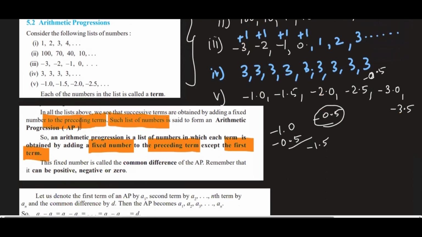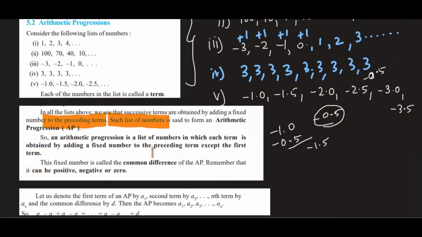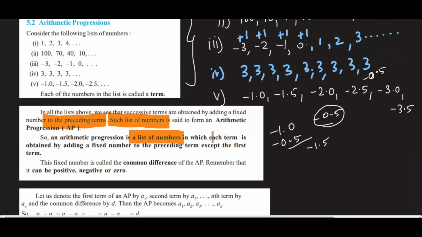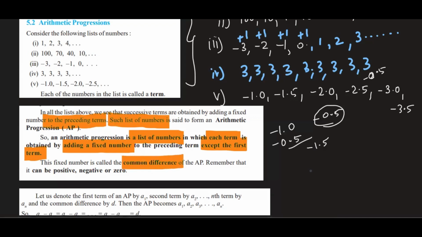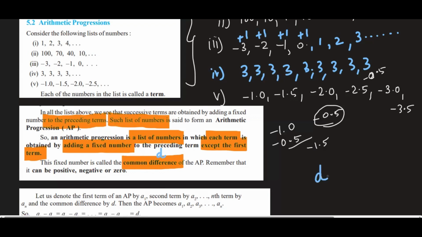Again, let's see the definition of an arithmetic progression one more time. An arithmetic progression is a list of numbers in which each term is obtained by adding a fixed number to the preceding term except the first term. Clear? This fixed number is called the common difference. The common difference is usually denoted by small d. So this fixed number is also called the common difference of the AP.